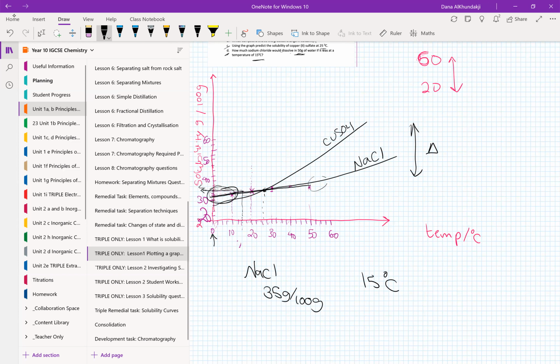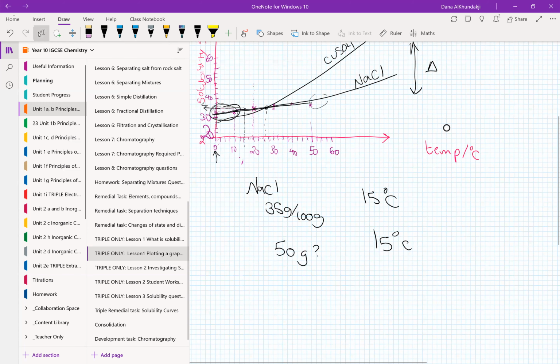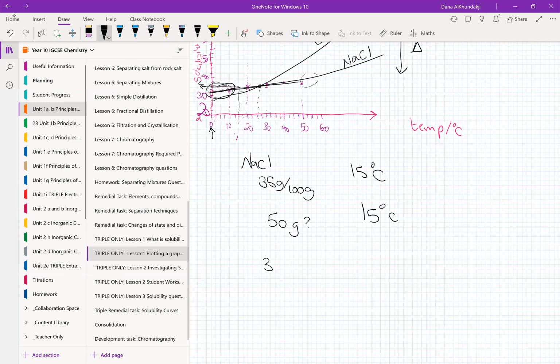However, if I have now 50 grams, okay? What will that solubility be at the same temperature? All you're going to do is cross multiply. So 35 in 100 grams. How much would that be of water? Okay, so that's sodium chloride in water.